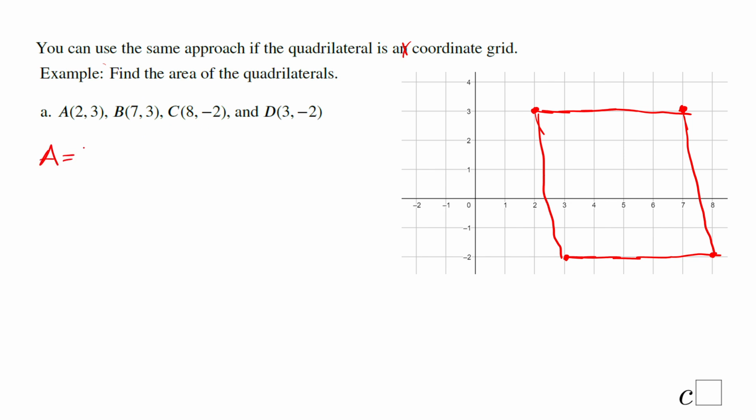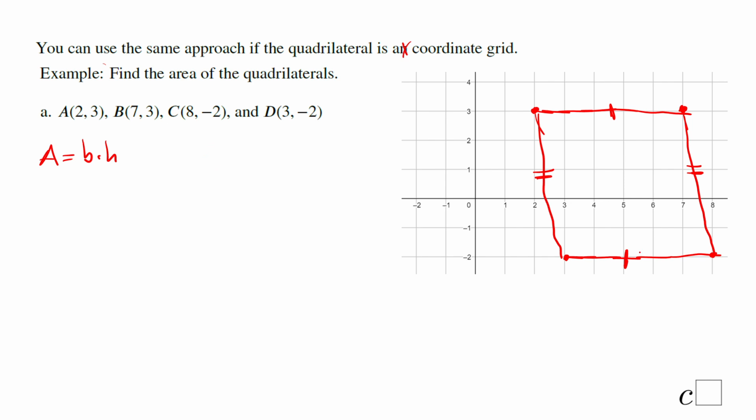Area equals base times height. If you need to justify why this is a parallelogram, you can notice these two sides are congruent. These two sides are congruent. Probably that's the easiest way, or parallel. In fact, you can do either way, and that means it's a parallelogram. That will justify this formula here.